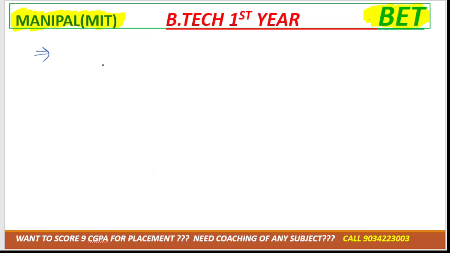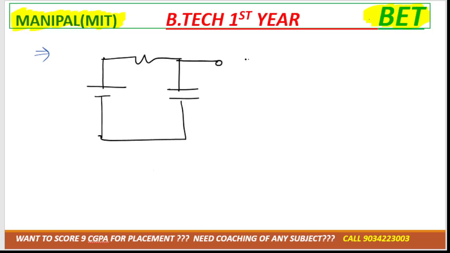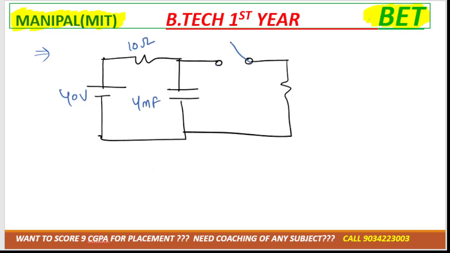तो सी दिस इज द क्वेश्चन ऑफ ट्रांजिएंट। इसमें हमें क्या कैलकुलेट करना है? वी नीड टू कैलकुलेट Vc of t, राइट? This is the condition. This is 40 volt, 10 ohm, 4 millifarad, and at t equals to 0, switch is closed, 6 ohm. So first we need to calculate Vc of 0 minus, then we need to calculate Vc of infinity, then we need to calculate tau, right?